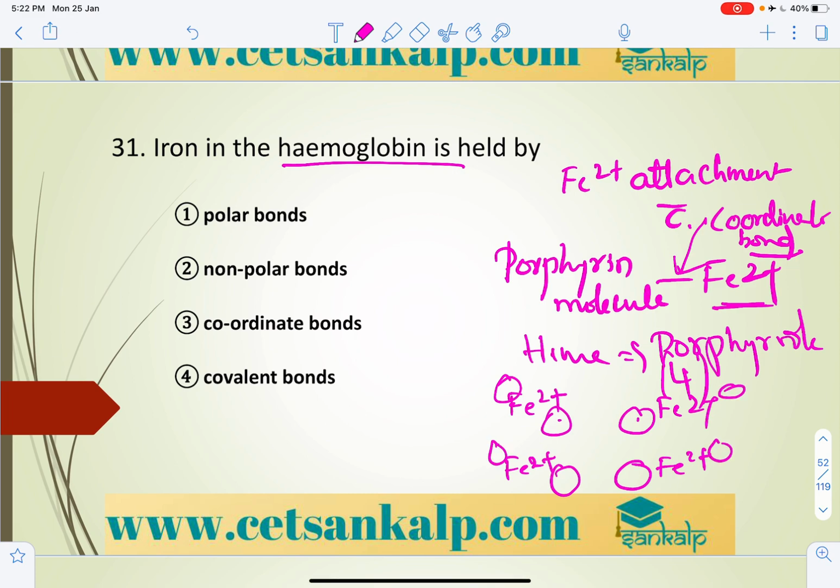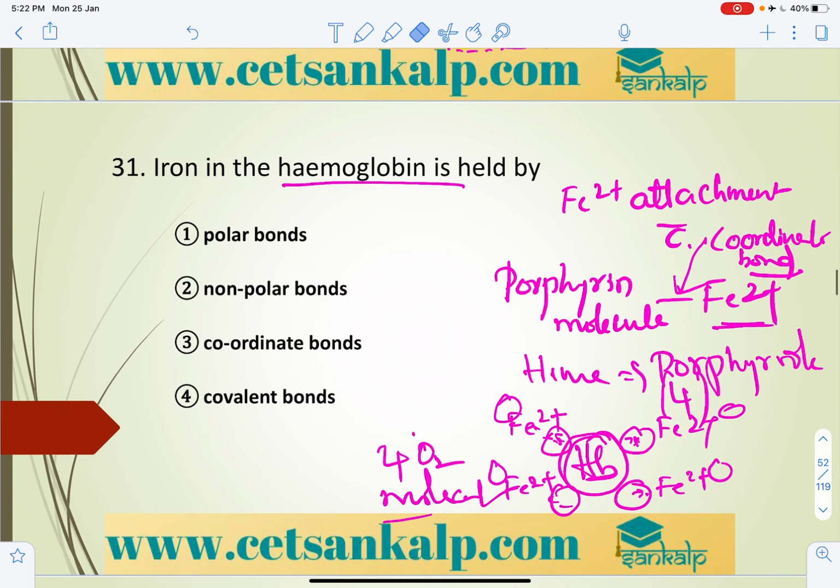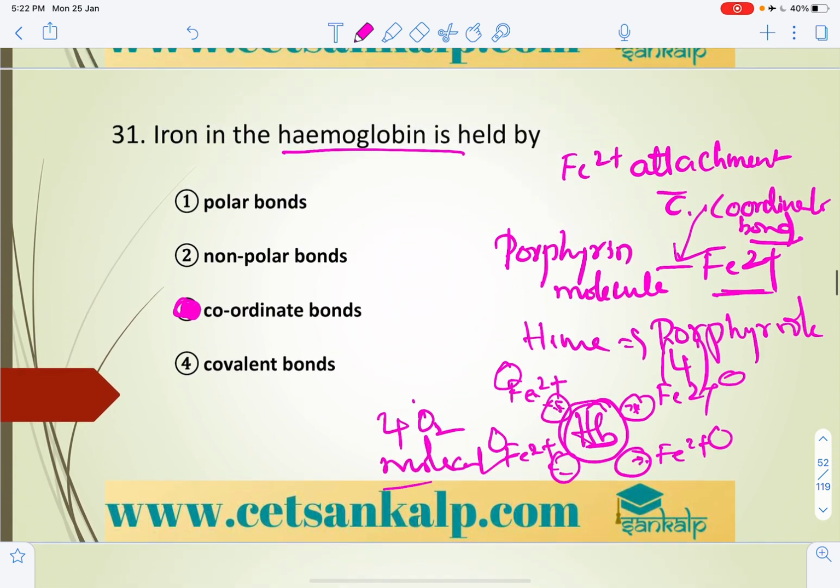So this will be the tetrapyrrole ring, to which the iron molecules are attached, and each heme group can carry 1 oxygen molecule, so that 1 hemoglobin can carry 4 oxygen molecules, right? So here the answer is coordinate bond.